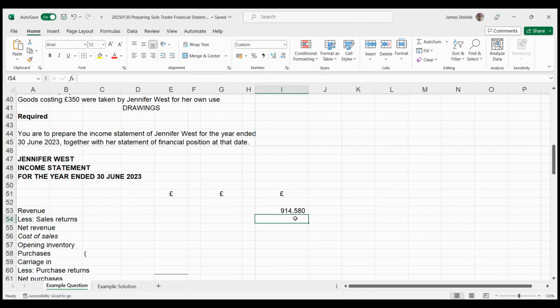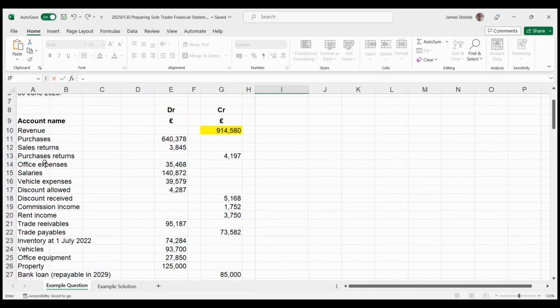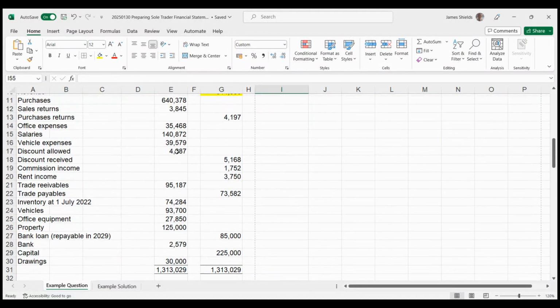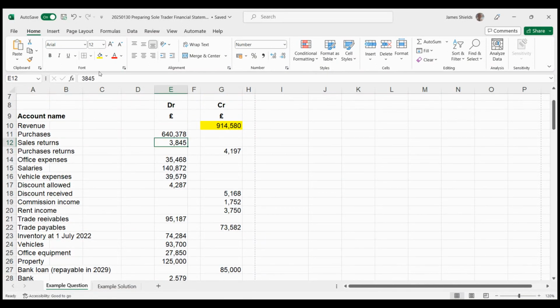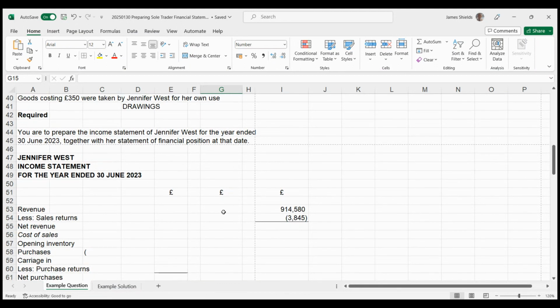Less sales returns. So do we have any sales returns in this question? Here we go, sales returns 3,845. So I'm going to highlight my 3,845, so I know I've used that figure now. Now I'm going to get our net revenue. That's your revenue less your sales returns, and that's going to give us £910,735. That's our net revenue.